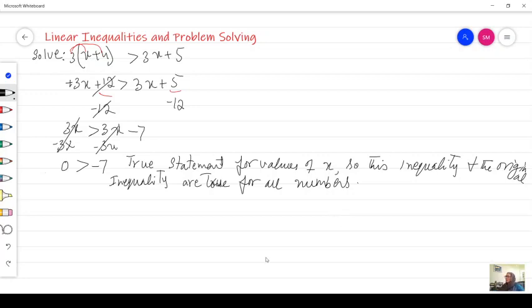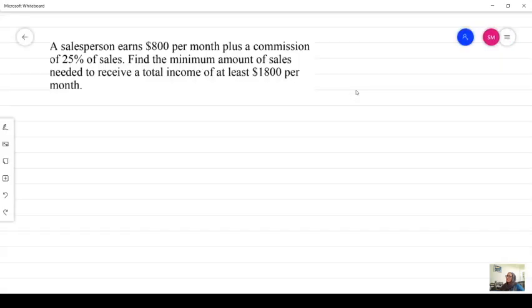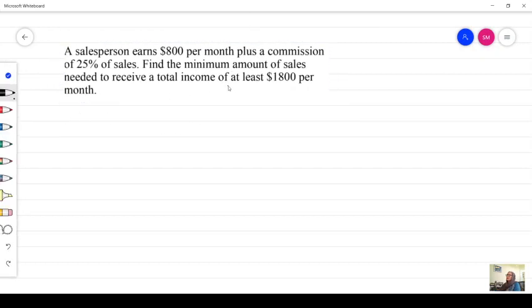Okay, so let's do one word problem. This is an inequality, because when you read it, you can tell. A salesperson earned $800 per month plus a commission of 25% of sales. Find the minimum amount of sales needed to receive a total income of at least, this means at least, $1,800 per month. So at least means inequality.